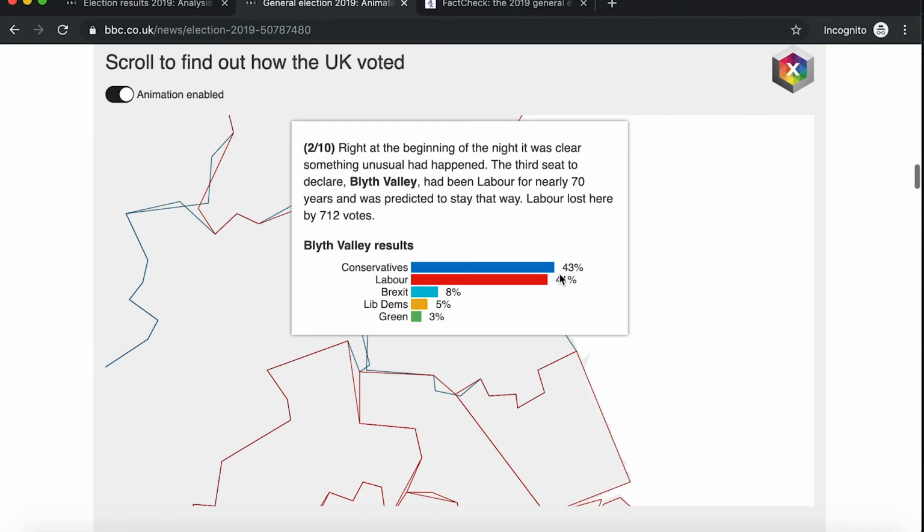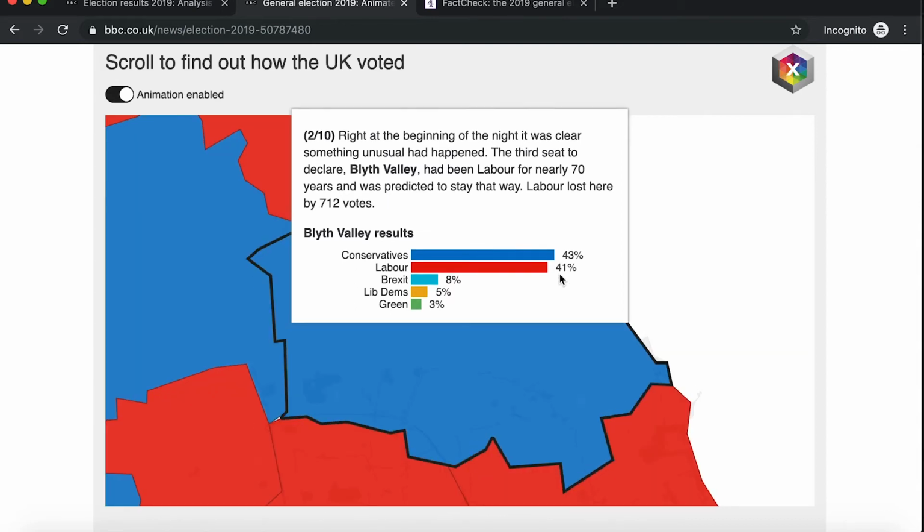And this happened, I was actually watching it myself, right at the start of the night. It says something unusual had happened. The third seat to declare, in this instance called Blyth Valley, had been Labour for nearly 70 years and was predicted to stay that way, and Labour lost there by, albeit very close, 712 votes. And I think that set the track for the rest of the election.